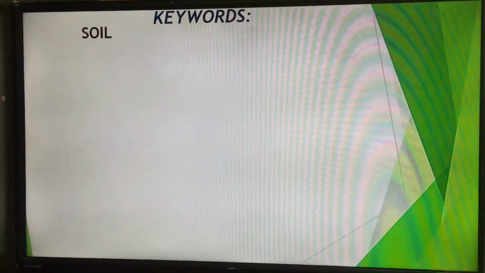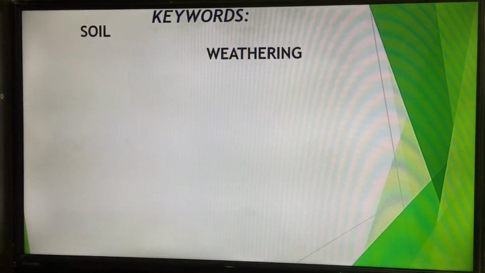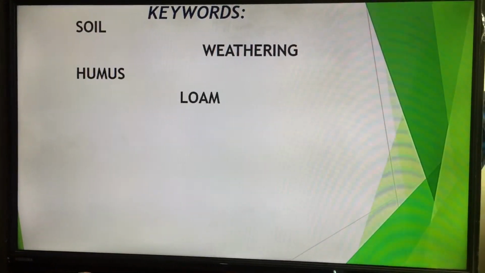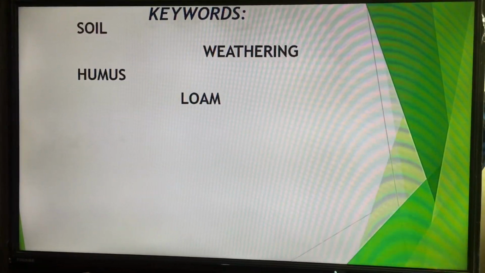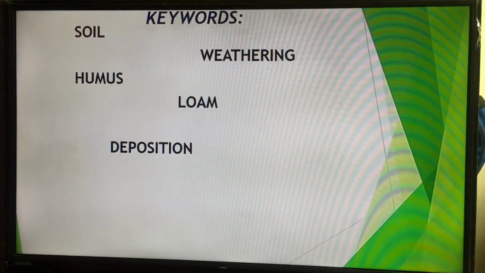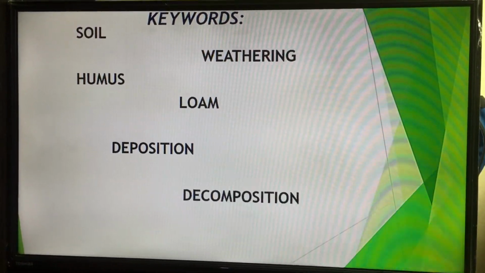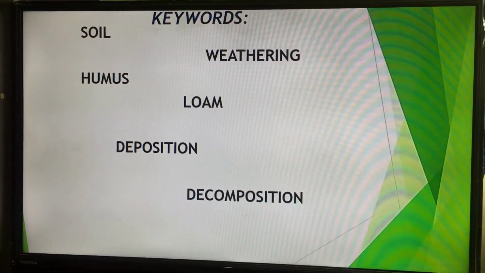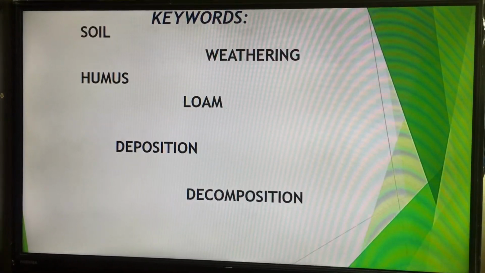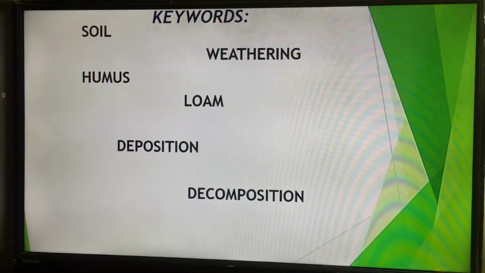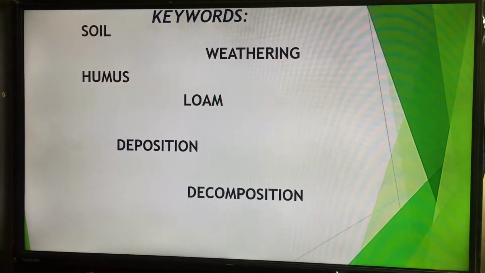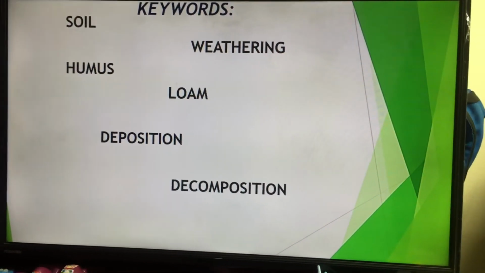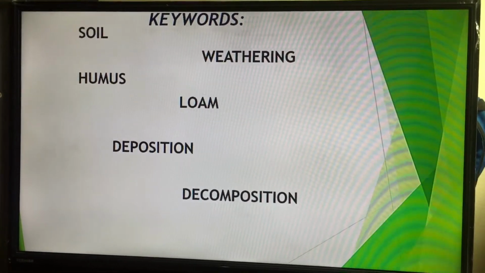Soil, weathering, humus, loam, deposition, and decomposition. Do you know what are the meanings of these words, guys? As we go on, we will know the meaning of these words. Okay, let's go on.